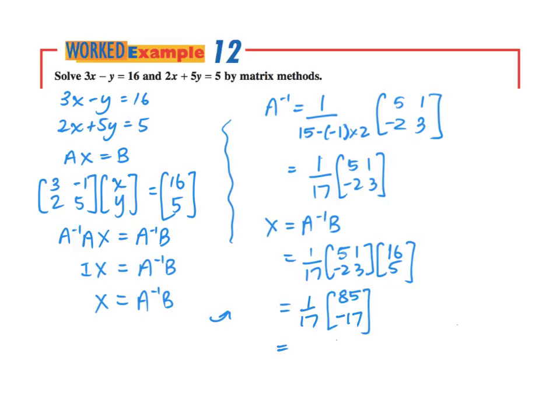At this stage you may ask, do we leave the fraction out the front? We can leave the fraction out the front, but we want to find our x and y values here. So if we go ahead and multiply this fraction, we'll get an exact x and an exact y value for this unknown matrix. And if you do that, 85 times 1/17 is 5, and 1/17 times negative 17 is negative 1, which gives us our x and y values, and we've done this using matrix methods.